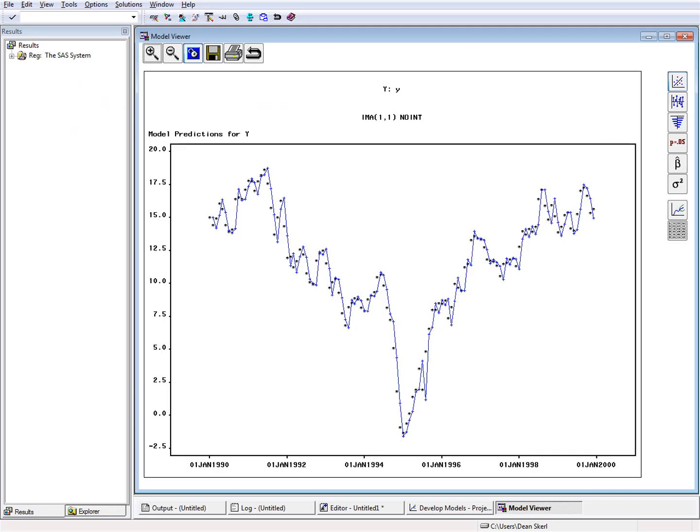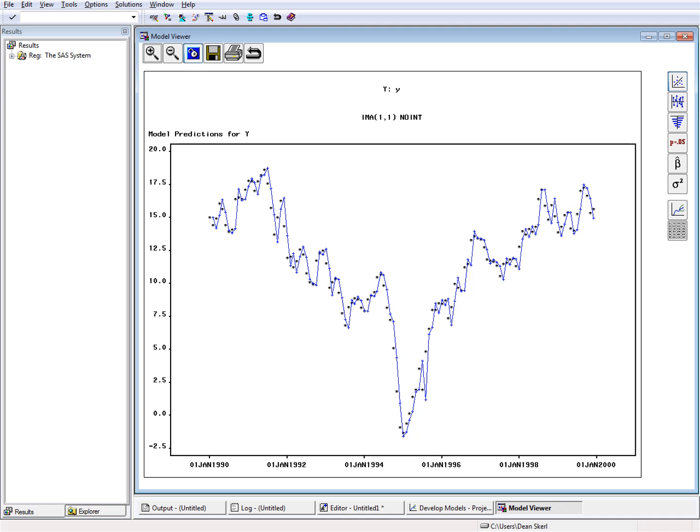All right, so there it is. My graph says IMA, integrated moving average. That 1, 1 is basically saying that we integrated it once. Integration is just how many differences you took. So it's saying I took 1 difference, just the first difference, and it's a moving average of order 1.